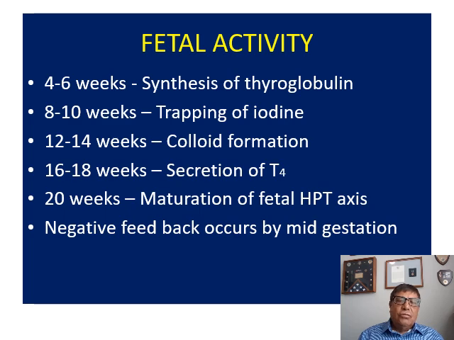By 4 to 6 weeks, there is synthesis of thyroglobulin. By about 8 to 10 weeks, trapping of iodine occurs, and at 12 to 14 weeks, colloid formation has been observed, and at 16 to 18 weeks, secretion of T4. So by the time the fetus is 18 weeks, it is making T4.